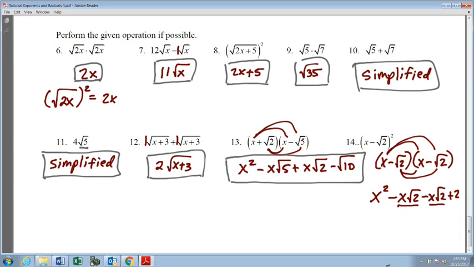Now notice these two middle terms, a little tricky. We're adding a minus 1x and another minus 1x, so we're going to end up with x squared minus 2x square roots of 2 plus 2. All right, and that's it for this video.